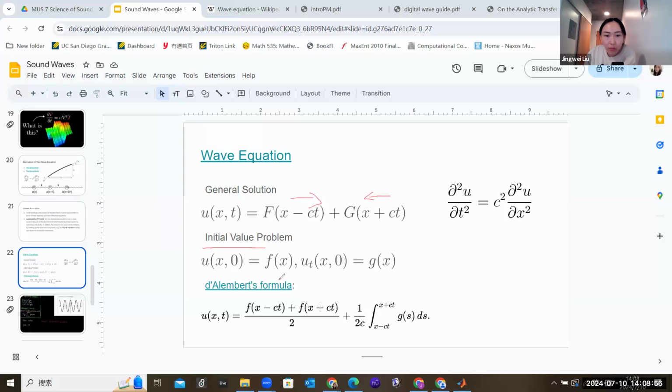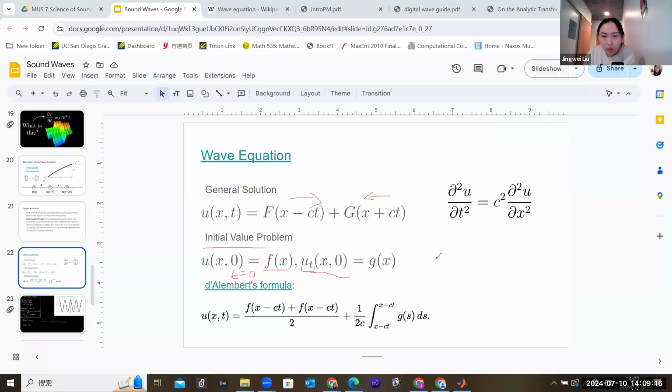What is the initial value? Here the initial value gives you the state when t equals 0, at the first initial state. This is the position, and this is the velocity. Okay, u_t means the first derivative with respect to t.